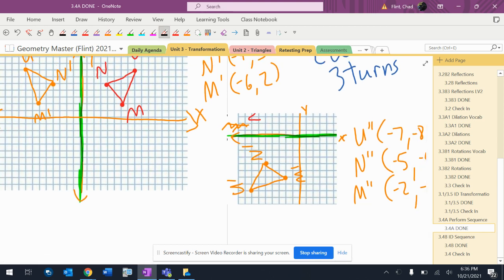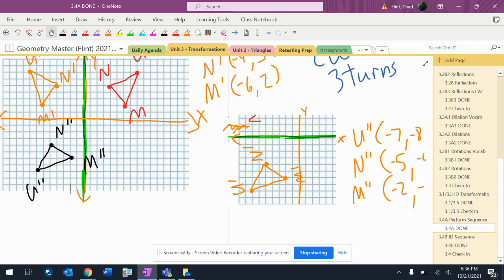So let's put them in black. All right, so then this is U double prime. This is N double prime, and this is M double prime.